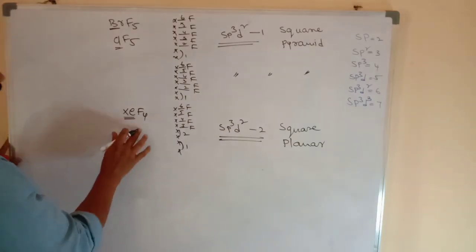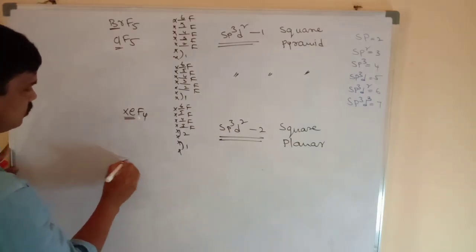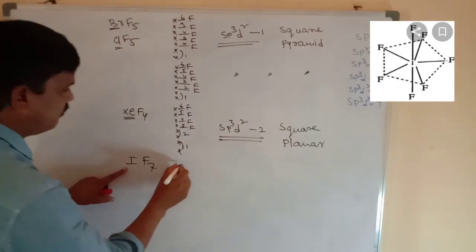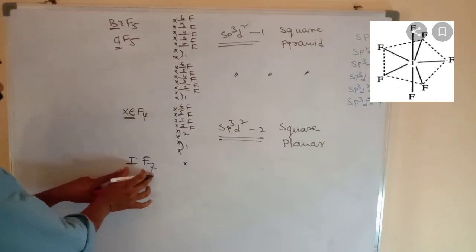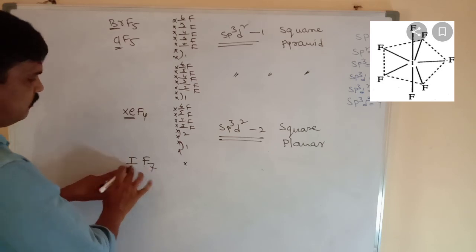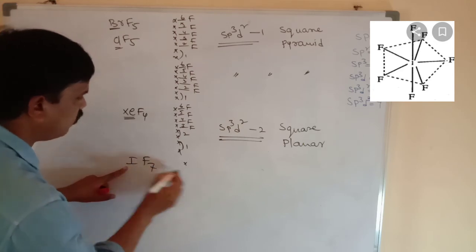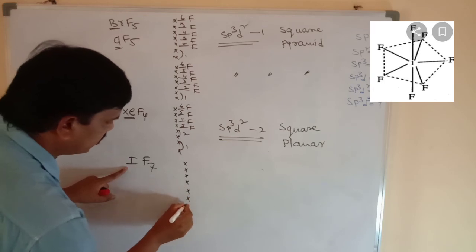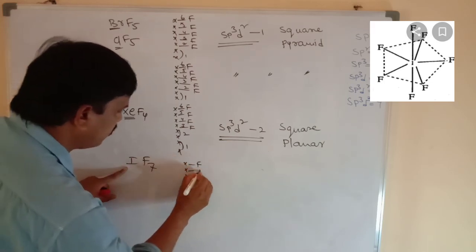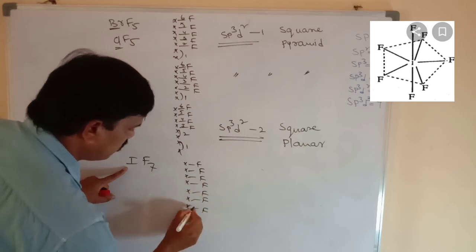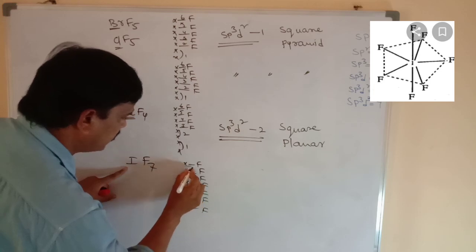Now IF7, for example. IF7 is also one type of interhalogen compound. Halogen compounds mixing with themselves form interhalogen compounds: iodine and fluorine are both halogens, so it is an interhalogen compound. Iodine belongs to the 7th group, so write 1, 2, 3, 4, 5, 6, 7. How many fluorines are there? 7 fluorines: 1, 2, 3, 4, 5, 6, 7.